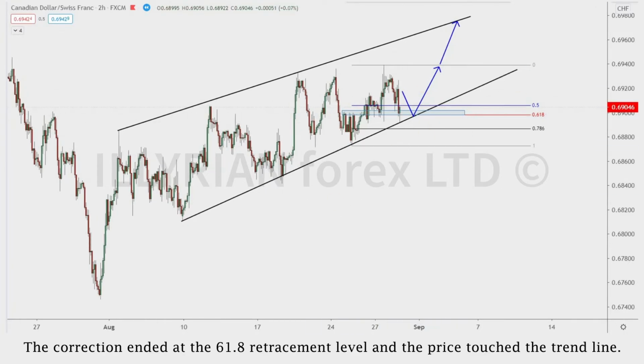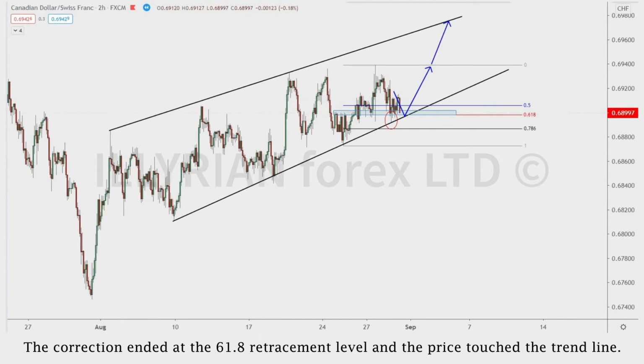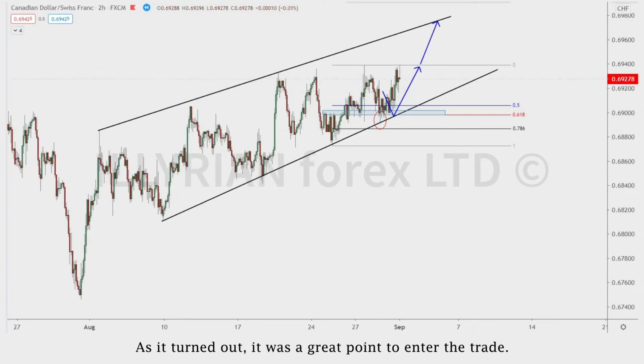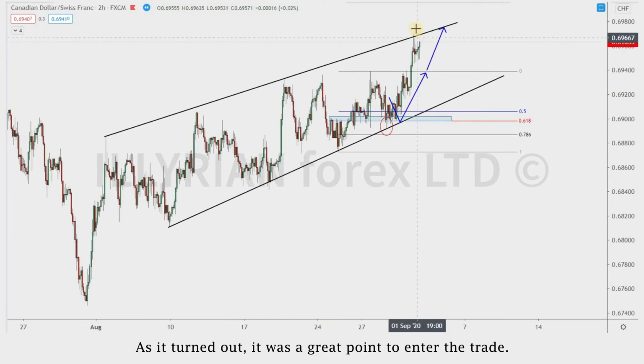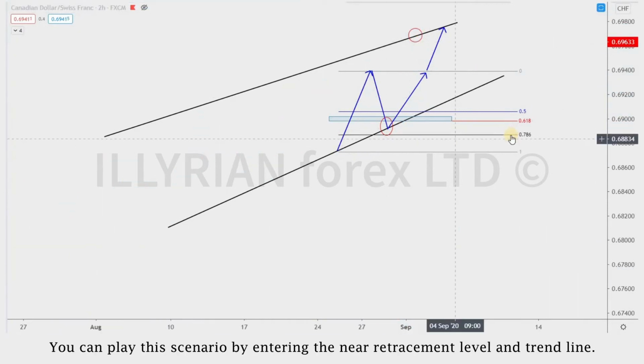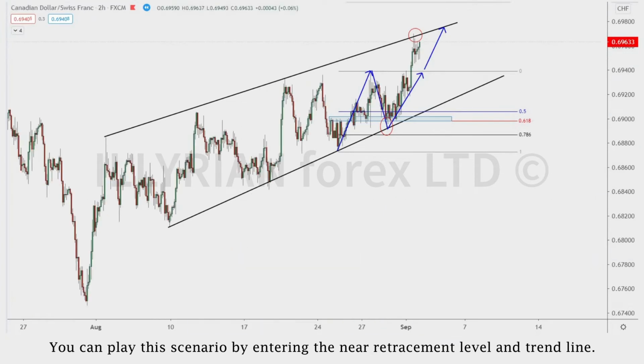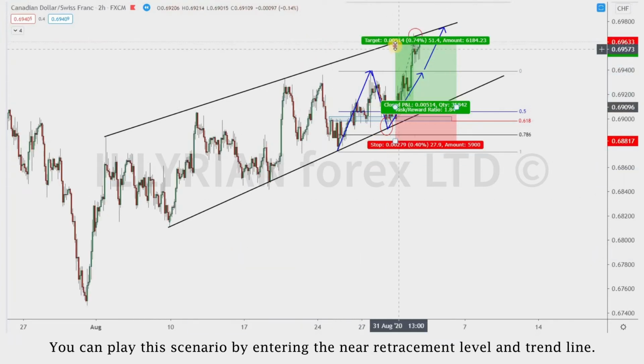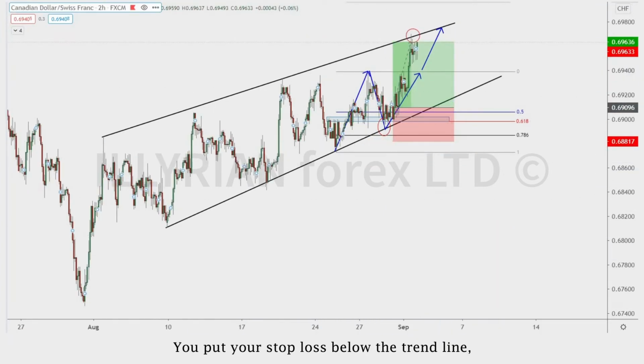The correction ended at the 61.8 retracement level and the price touched the trend line. As it turned out, it was a great point to enter the trade. You can play this scenario by entering near the retracement level and trend line. You put your stop loss below the trend line, but not too far from it.